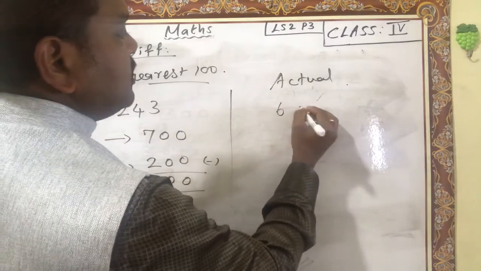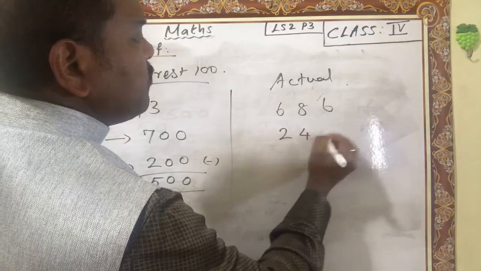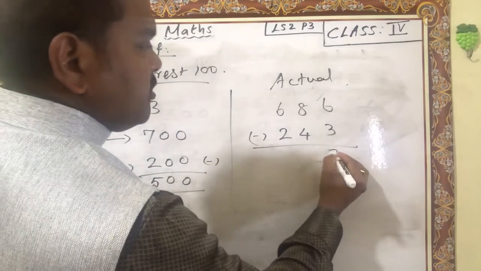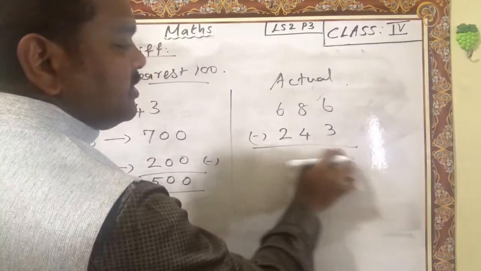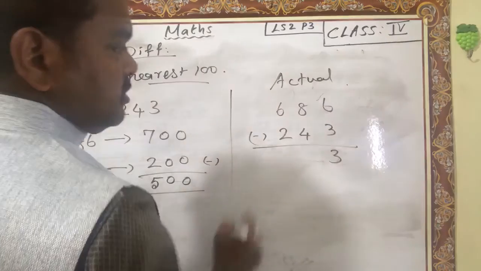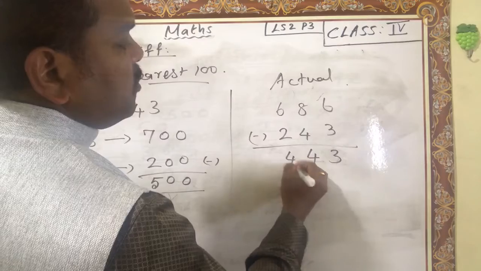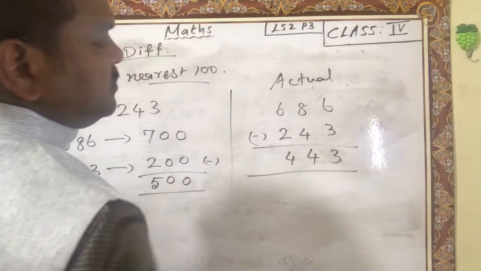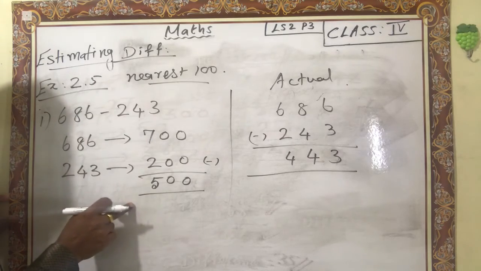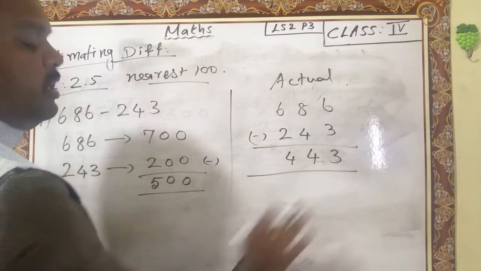Next, actual difference. 686 minus 243. Subtract. 6 minus 3, 3. Sorry, I did addition. 6 minus 3, 3. 8 minus 4, 4. 6 minus 2, 4. 443. See, the estimated subtraction is 500. The actual subtraction is 443.